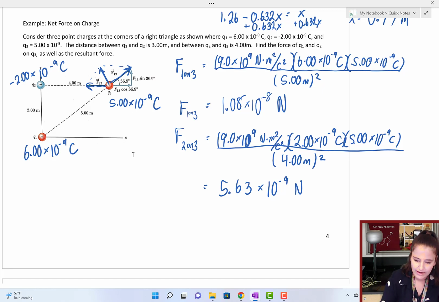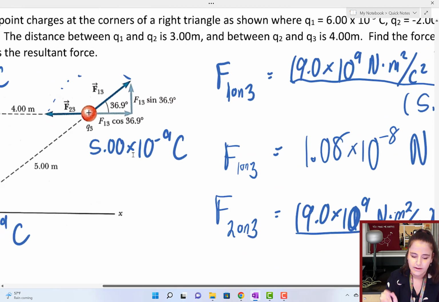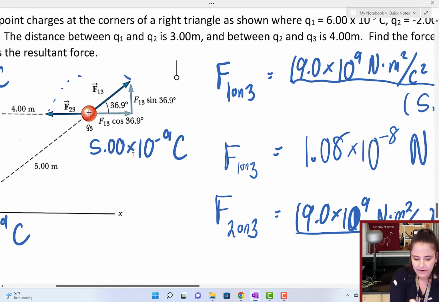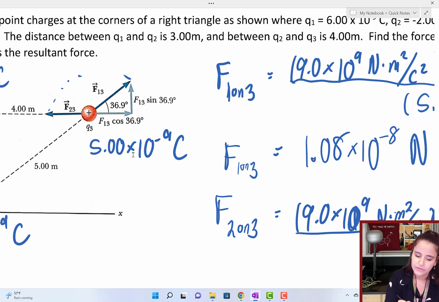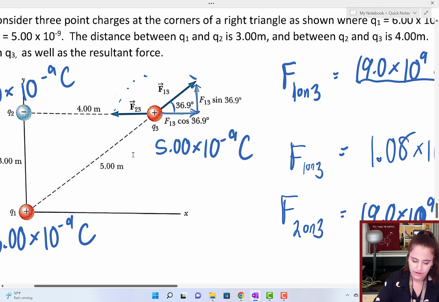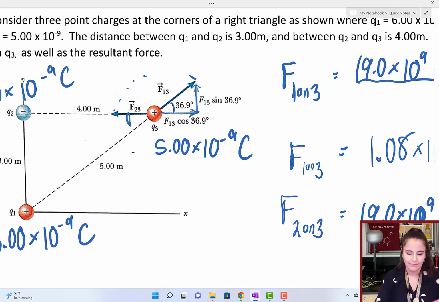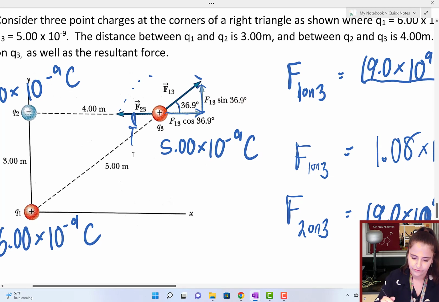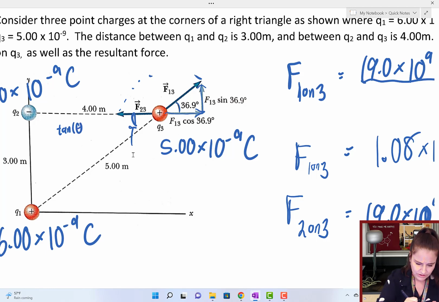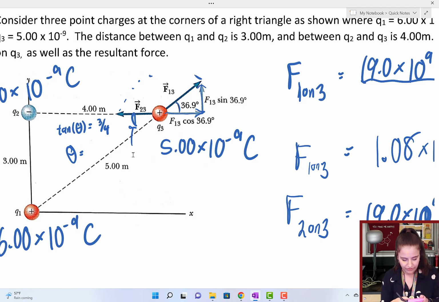Then I'm going to zoom in on that here so you guys can see how that works. The force of 2 on 3 is already in the horizontal component. But the force of 1 on 3, we are going to break down into its components. We know this angle here is 36.9, because we know this angle here is 36.9. That comes from setting the tangent of that angle equal to 3/4. So then it's the inverse tangent of 3/4.